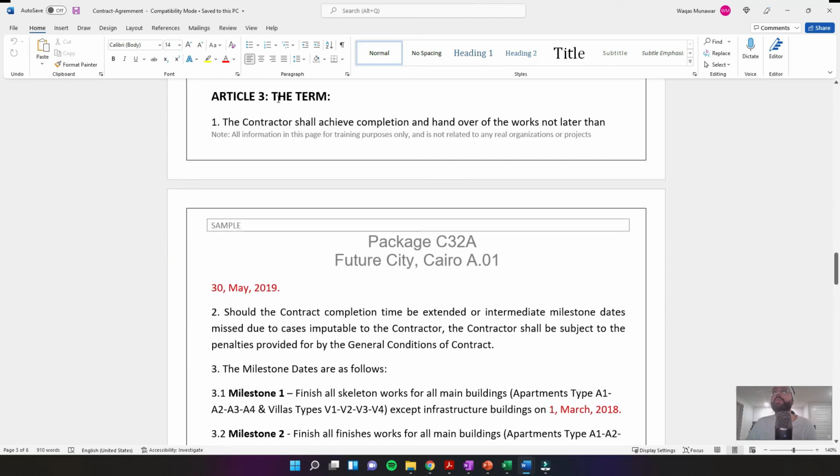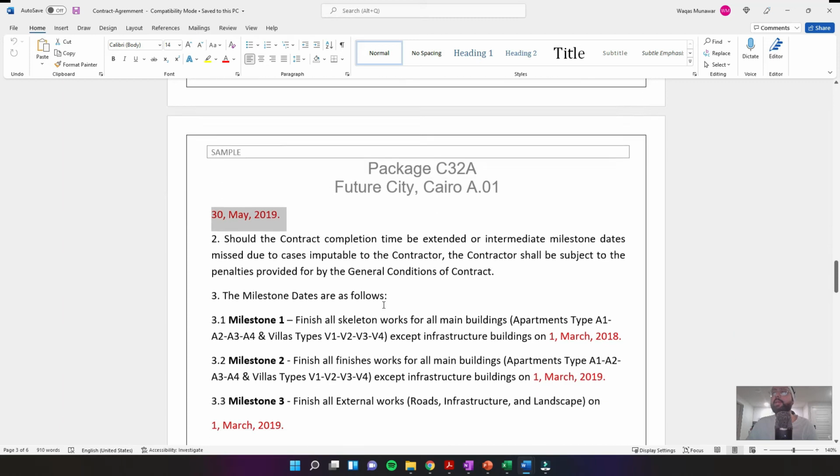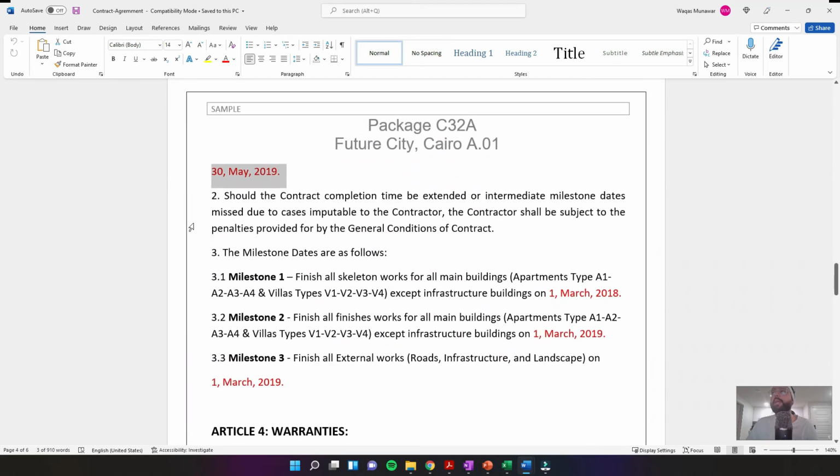So what are the terms and conditions? This is an important section the planning engineer should be able to extract information from. The contractor shall achieve completion and handover of works no later than this date. So this is the deadline. And if it's extended, what happens? How are we going to be punished for that, basically?